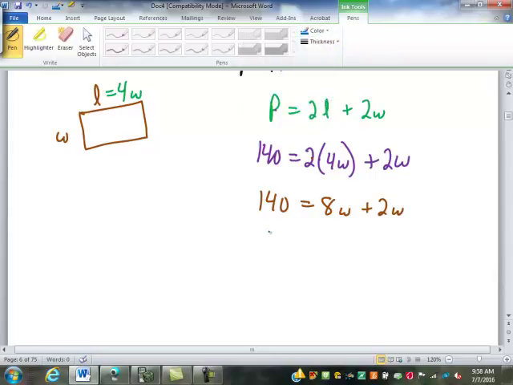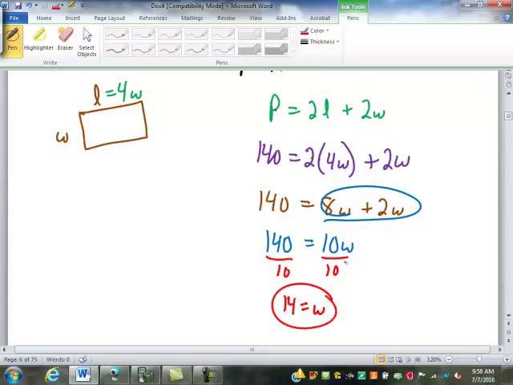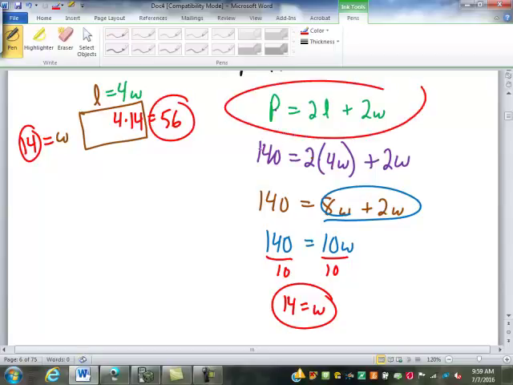And then combine 8W and 2W make 10W. Divide by the 10, good. So 14 equals W. So again, we're asked to find the width and length. So the width is 14, the length is 4 times 14, or 56. You can go back and double check that in the formula to make sure the perimeter does add up to 140.